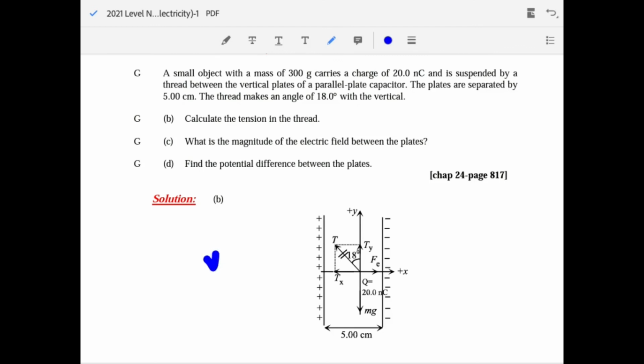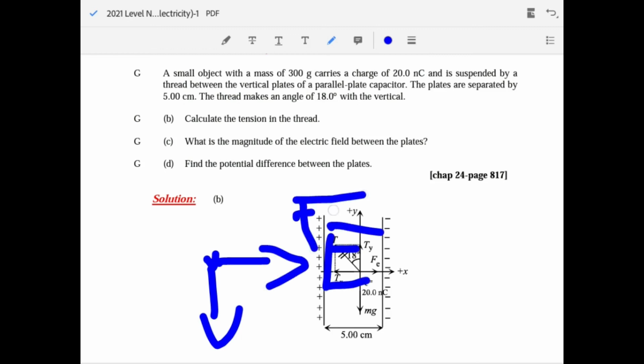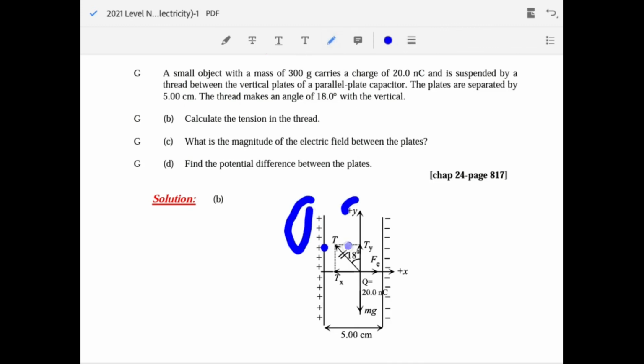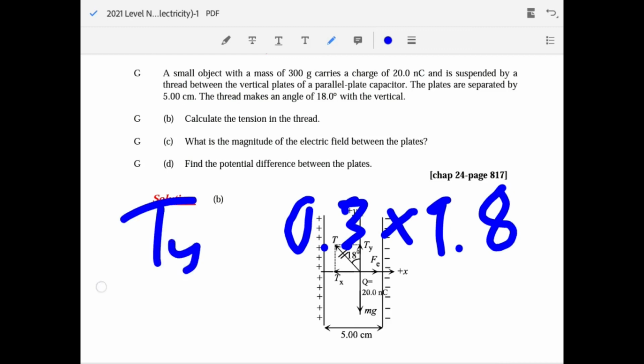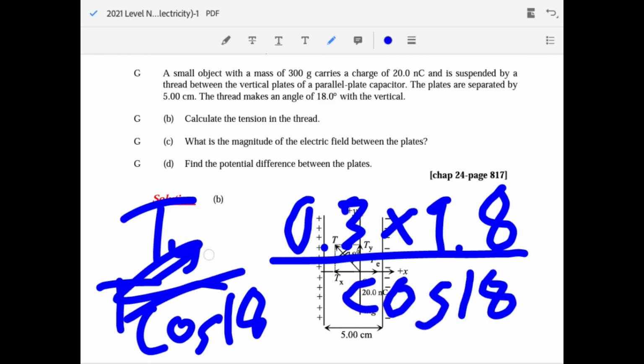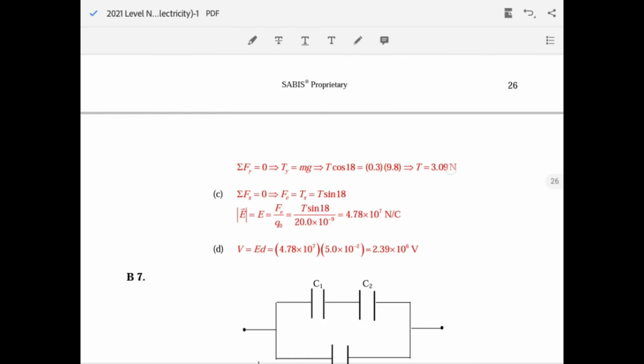So calculate tension in thread. You draw the FBD like I said, showed you there. There's also another force, which is the electric force. I forgot to put that in. mg and here. So to get the tension in thread, you can just get the y component. So Ty is equal to mg. So m is 0.3, g is 9.8 or 10. Then this is Ty. So to get T, this is T cosine 18, because it makes it with a vertical, as you can see there. So 0.3 times g over cosine 18, you get T, like here.